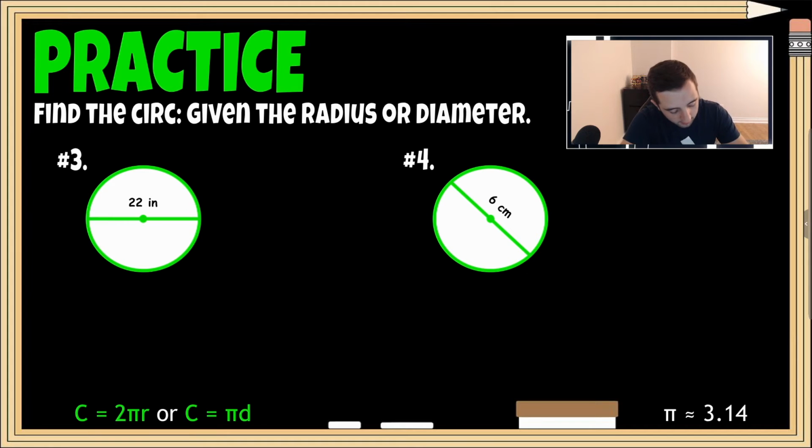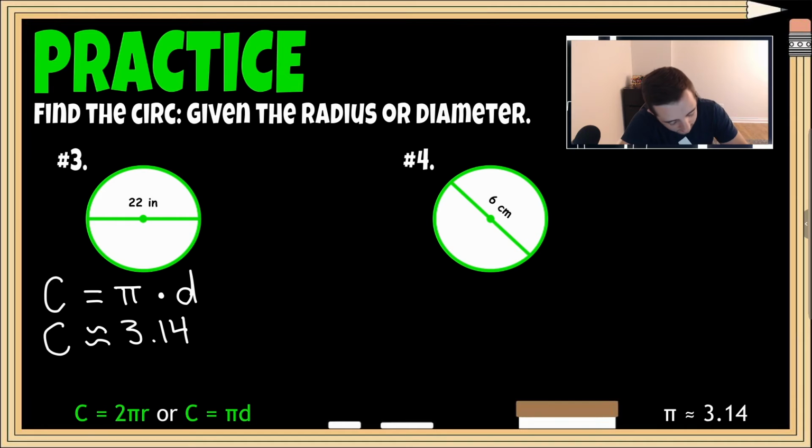So for number 3, we are given a diameter. It's 22 inches. So I'm going to utilize the circumference formula, C equals pi times diameter. So we have circumference equals pi times diameter. Let's plug in our values. So we're approximating for pi, so the equal sign changes to an approximately symbol. Pi is 3.14 times our diameter, which in this case is 22. Now let's go ahead and multiply these and see what we get.